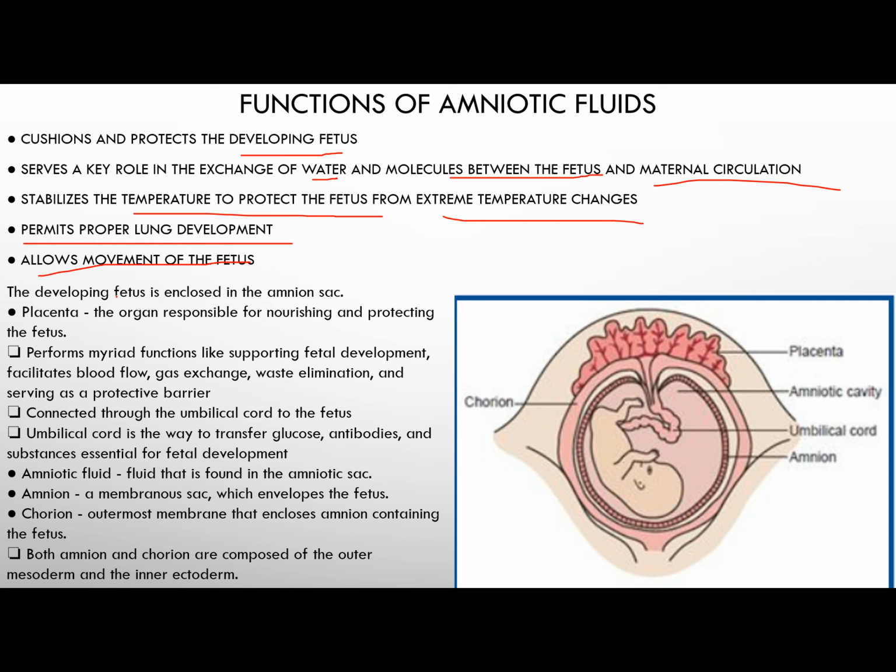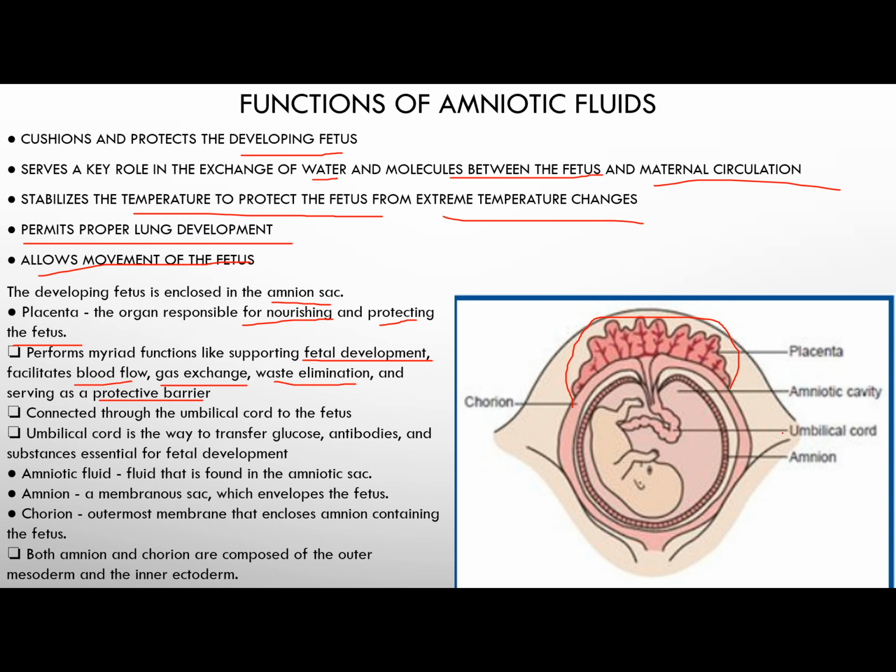So as mentioned again, your fetus is enclosed in what we call an amnion sac. The placenta is the organ responsible for nourishing and protecting the fetus. So this is your placenta. This is the one that would nourish and protect the fetus. It would perform myriad functions such as supporting fetal development, facilitating blood flow, gas exchange, waste elimination, and acting as a protective barrier. It is connected through the umbilical cord to the fetus.